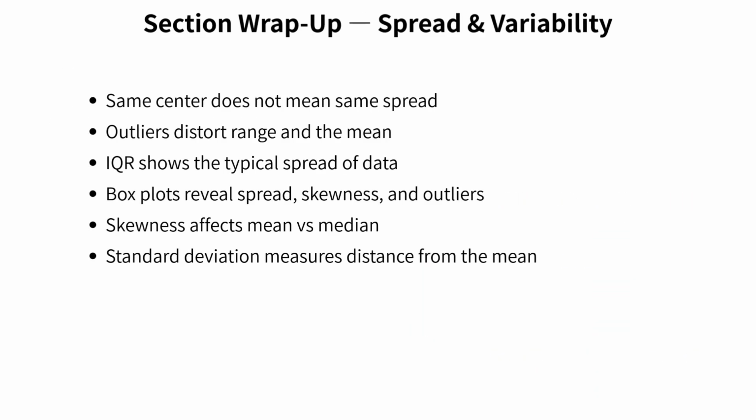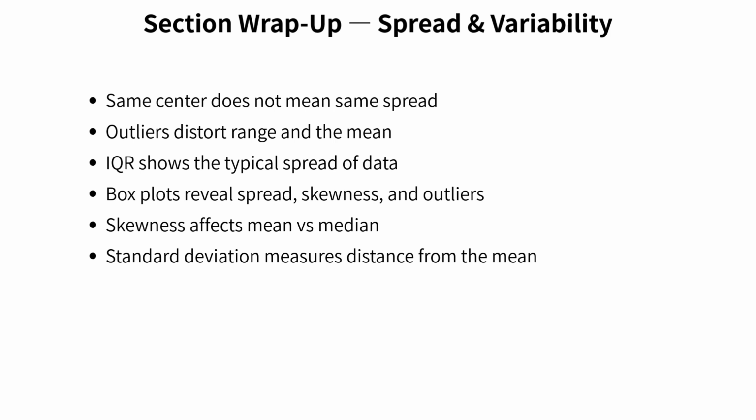Before we move on, let's take a moment to clearly summarize what we've learned about spread and variability. First, we saw that having the same mean or median does not mean that two datasets behave the same way. The center alone never tells the full story. We learned that range is easy to compute, but it can be strongly affected by a single outlier. One extreme value can make the data appear far more spread out than it actually is. That is why interquartile range is often a better choice. IQR focuses on the middle of the data and ignores extreme values, giving a more reliable picture of typical spread.